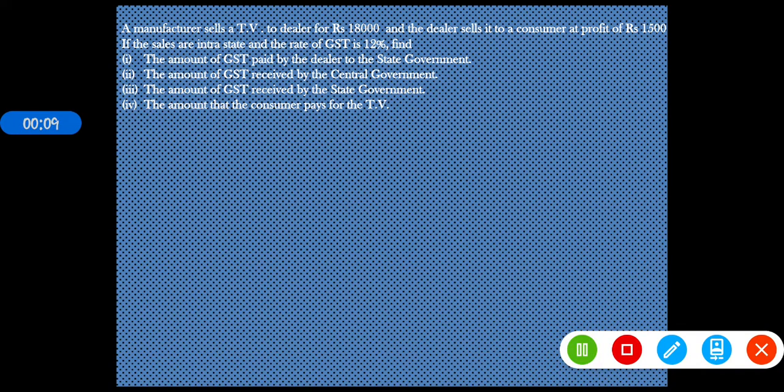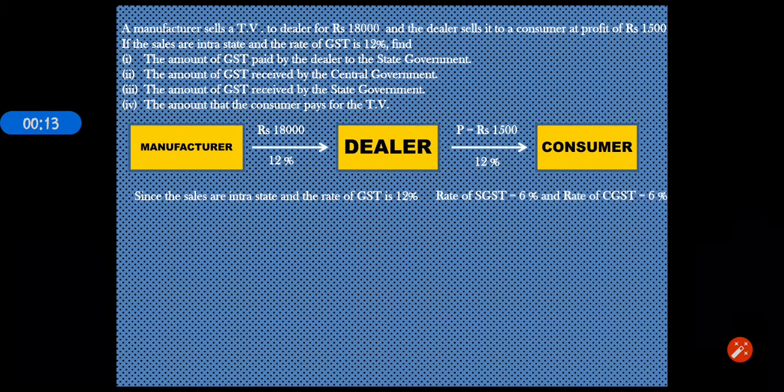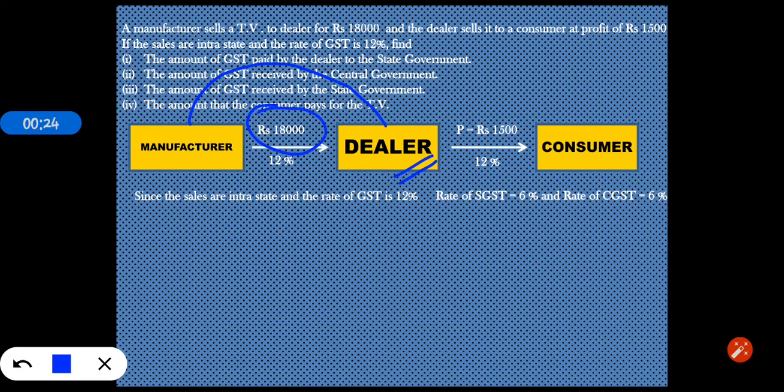Question is from exercise 1, question number 1. It's like this. A manufacturer sells a TV to a dealer at rupees 18,000 and the dealer sells it to a consumer keeping rupees 1,500 as a profit.